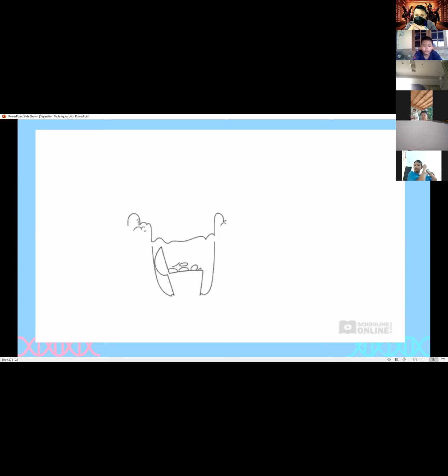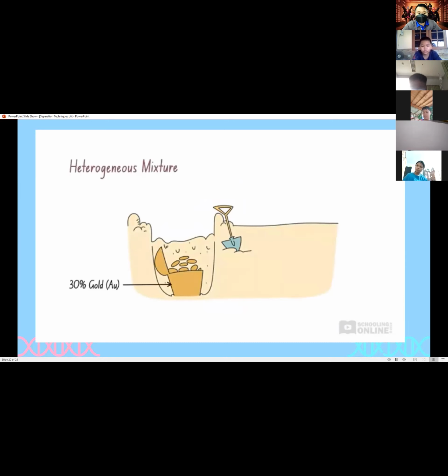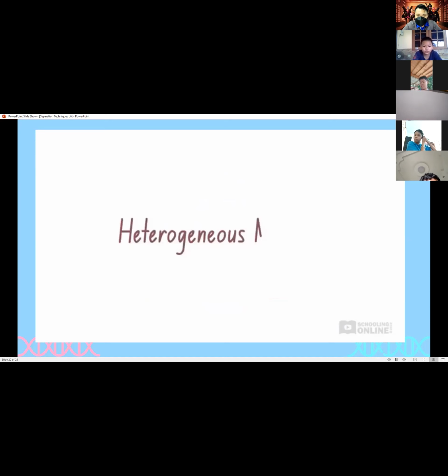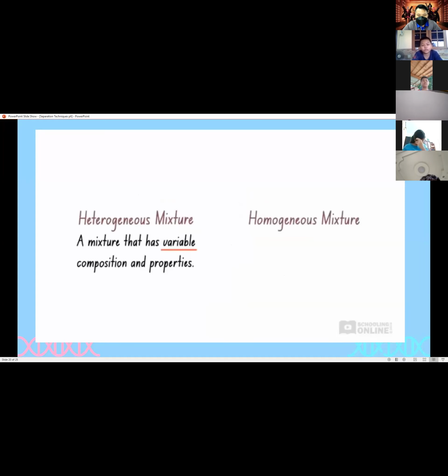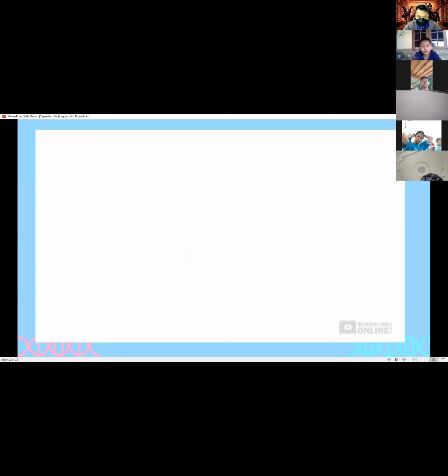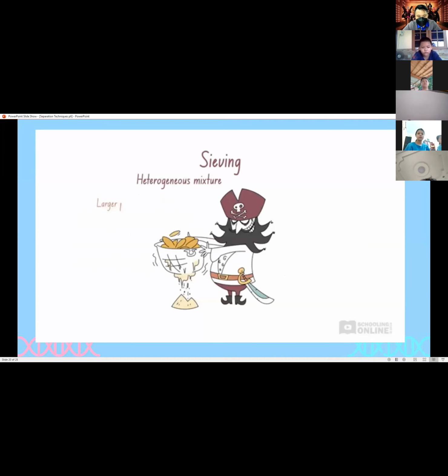Remember our earlier video, Pure Substances and Mixtures? Blackbeard the pirate wanted to separate a heterogeneous mixture of gold coins and sand. If you recall, a heterogeneous mixture is a mixture that has variable composition and properties. In comparison, a homogeneous mixture is a mixture that has uniform composition and properties. To separate the gold coins from the sand, Blackbeard used a sieve that had holes smaller than the gold coins, but larger than the sand particles. That way, the gold coins collected in the sieve, while the sand fell to the ground.